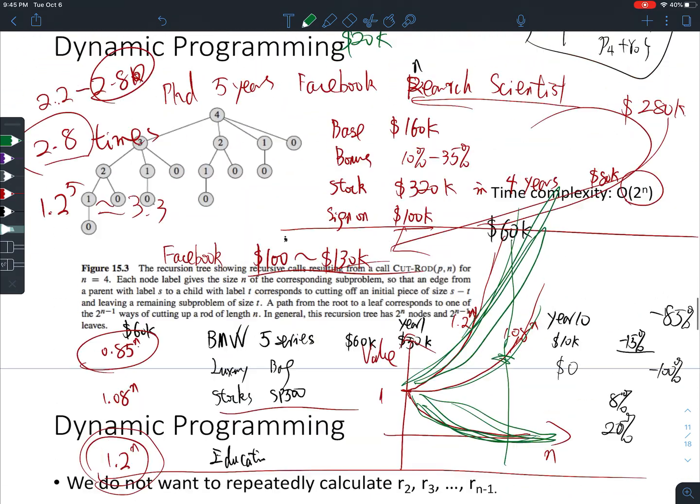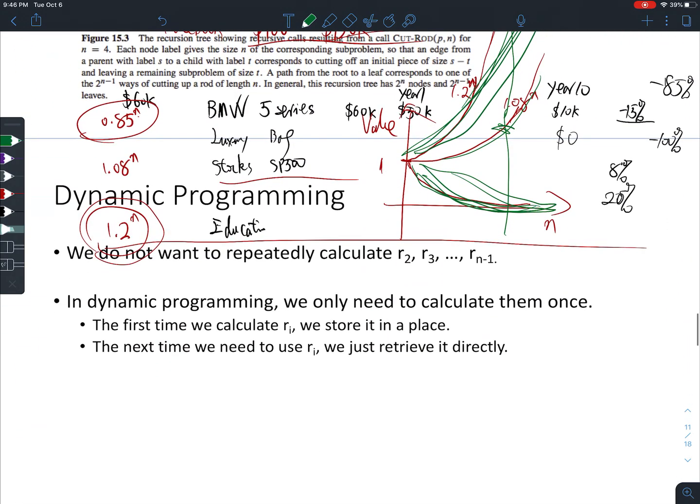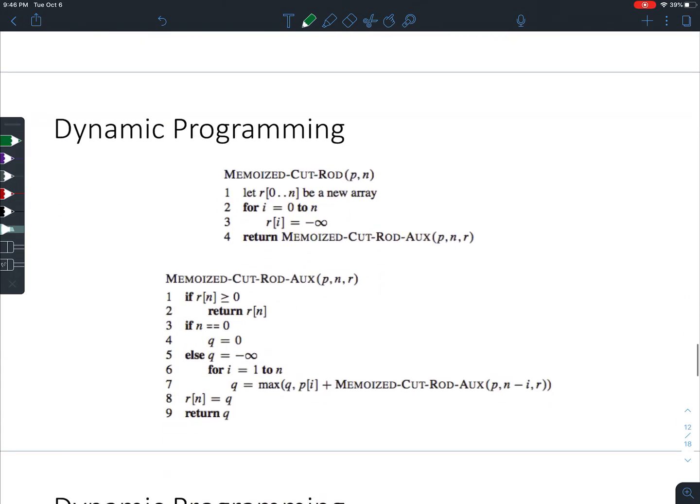We said that the main problem with this solution is that we're repeatedly solving the same problem multiple times, and we don't want to repeatedly calculate them. Instead, we're using dynamic programming. In dynamic programming, whenever we solve a problem, we store it. The first time we solve a problem, we store the solution in memory. Next time, if we are asked to solve this problem again, we're not going to work on it; we're just going to retrieve the solution from memory directly.